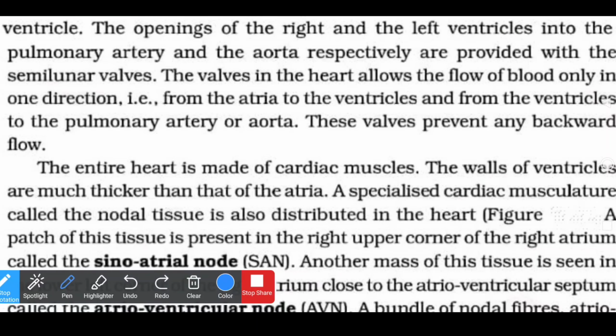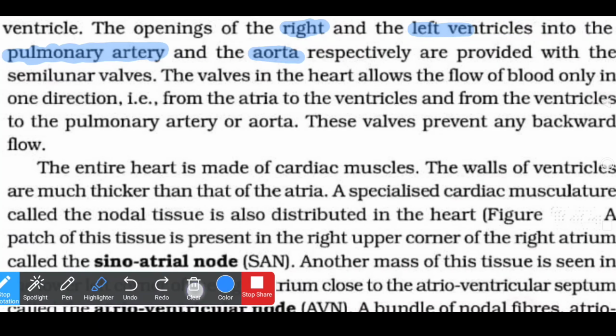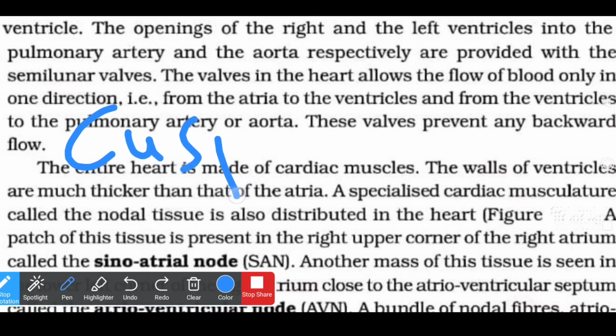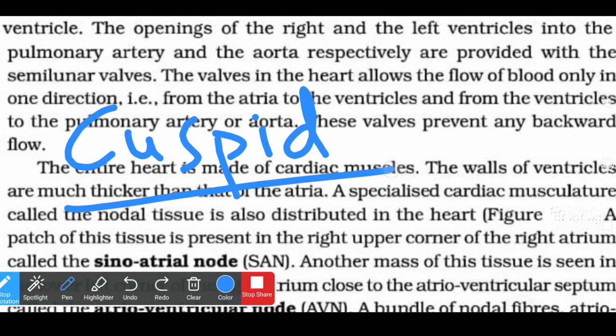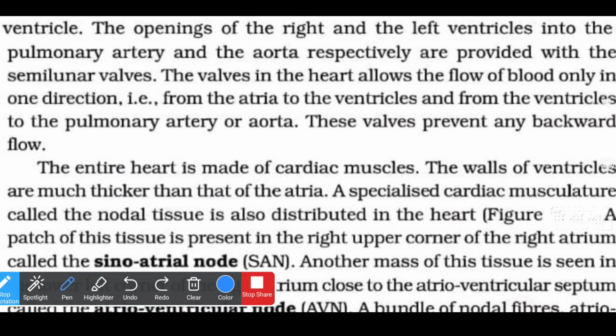Now, the opening of the right and the left ventricle into the pulmonary artery and the aorta, which means the right ventricle opens into the pulmonary artery, whereas the left ventricle opens into the aorta, respectively are provided with a valve called the semilunar valves. The atrioventricular valves are called cuspid valves, whereas the ventricular valves are called semilunar valves.